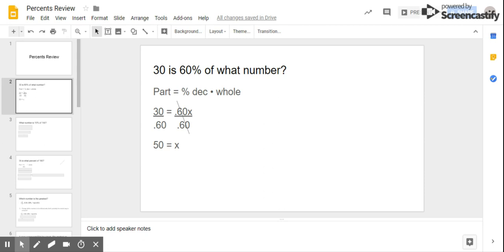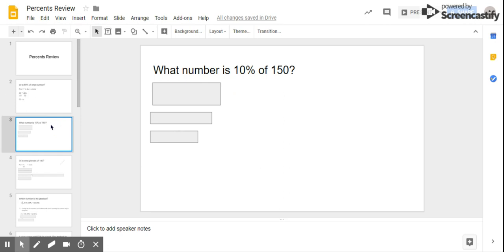If you ever think that you set up the equation wrong to begin with, why don't you go through and solve and then see if it makes sense? You know, if you read your question, 30 is 60% of what number? This "of what number" needs to be a number that is bigger than 30. Okay, if it's a number less than 30, then you did something wrong.